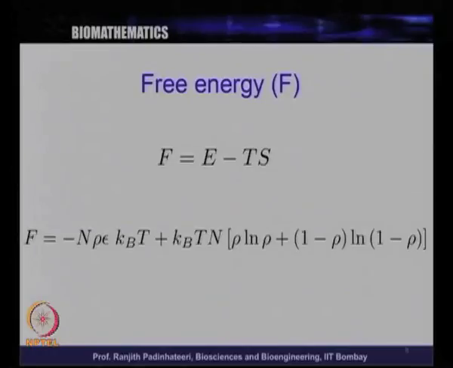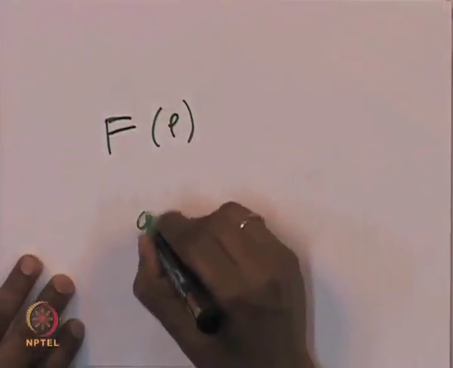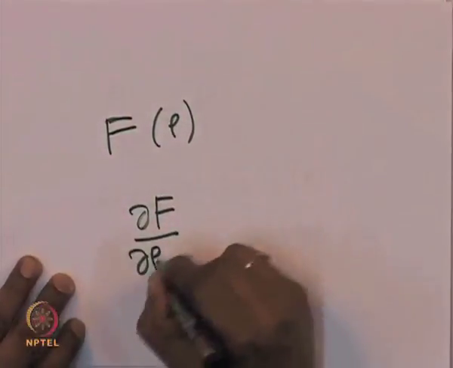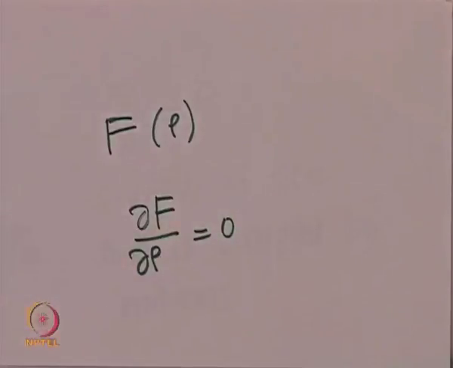That will be the equilibrium value of rho. That is what we want to find out, and we can immediately imagine that if we have a function f, which is a function of rho, calculating del f by del rho and equating to 0 will give you the minimum of f. We learned this in calculus. So, this is what we are going to do now. Before doing it, we will plot this function and see how the free energy function looks.